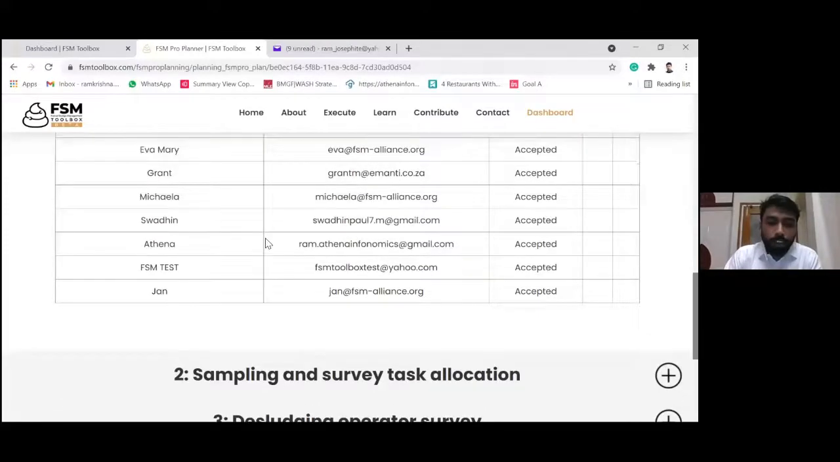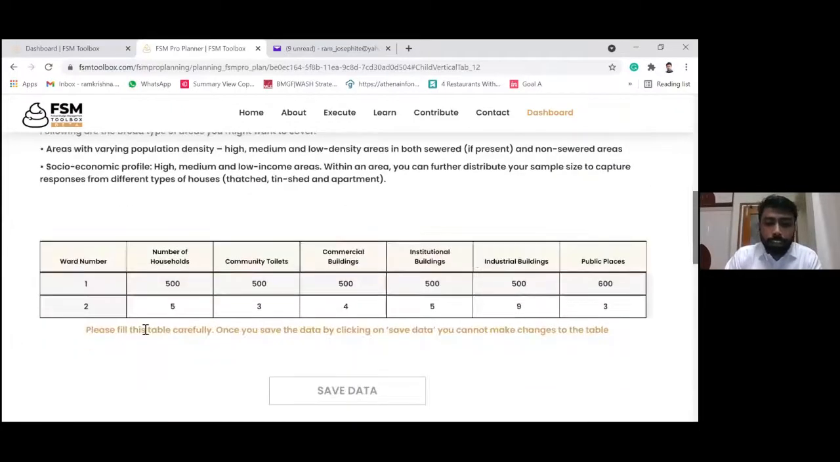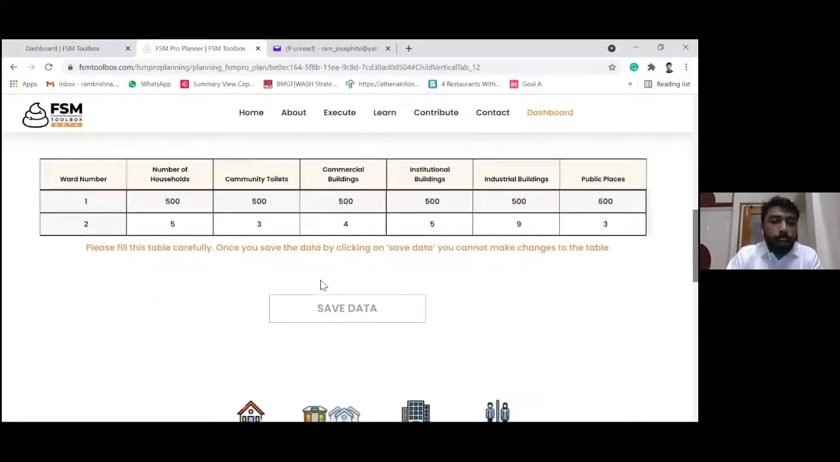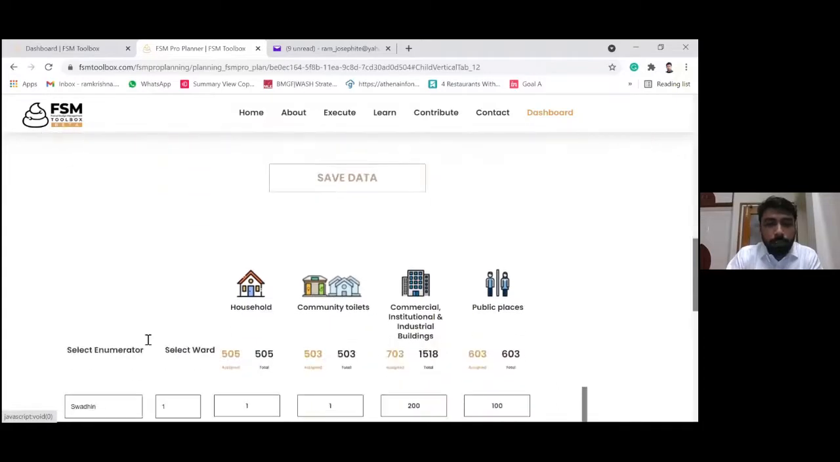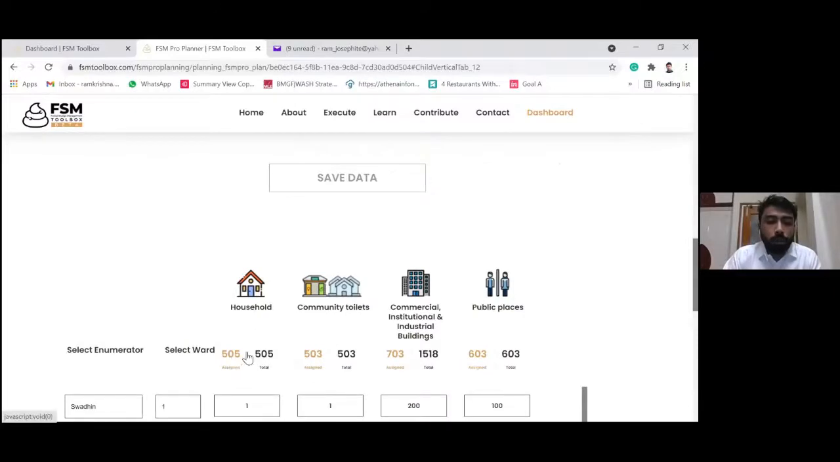And once you've entered all the enumerators, you can click on the sampling and survey task allocation. Here, this table will not be filled when you are doing it for a fresh city, but right now I have filled it already for a couple of wards, the number of households. So you basically enter the total number of households in this Excel matrix that you can see over here. And once you click on save data, you will be able to see, out of the 505 households that you want to cover for your city, how many households have been already assigned.